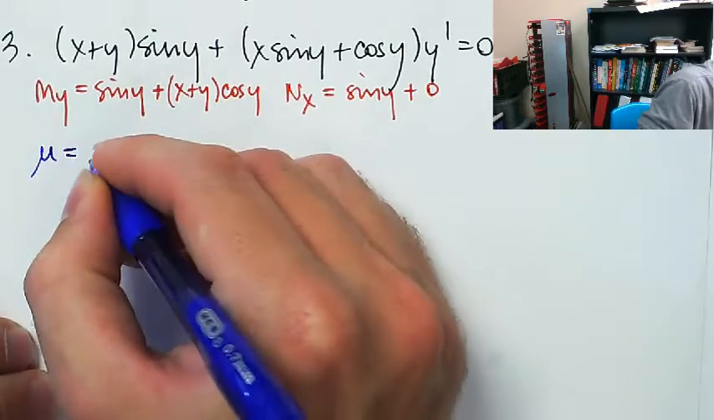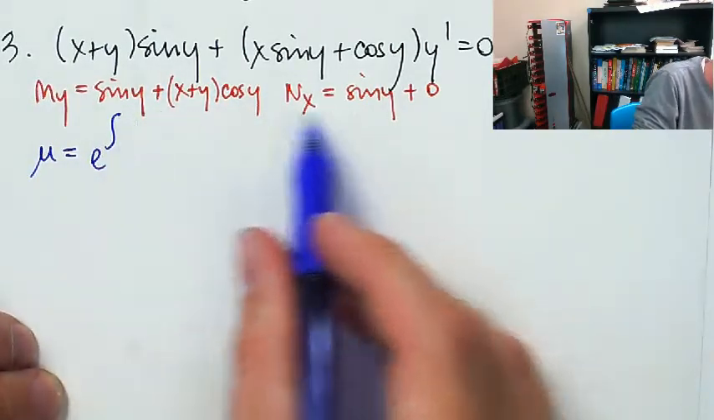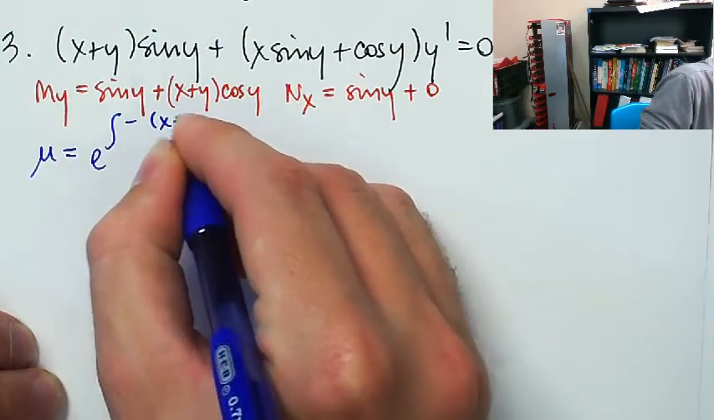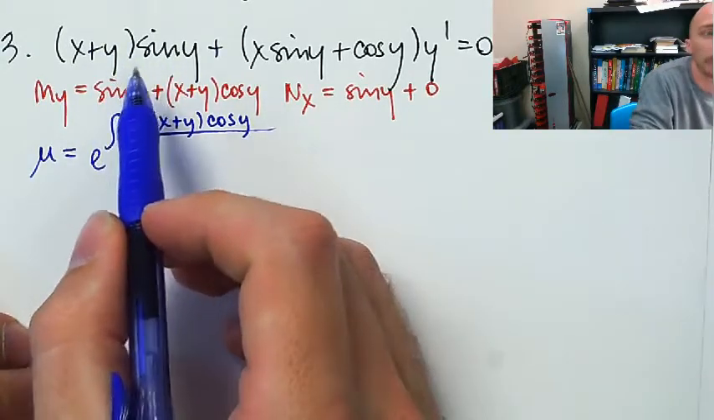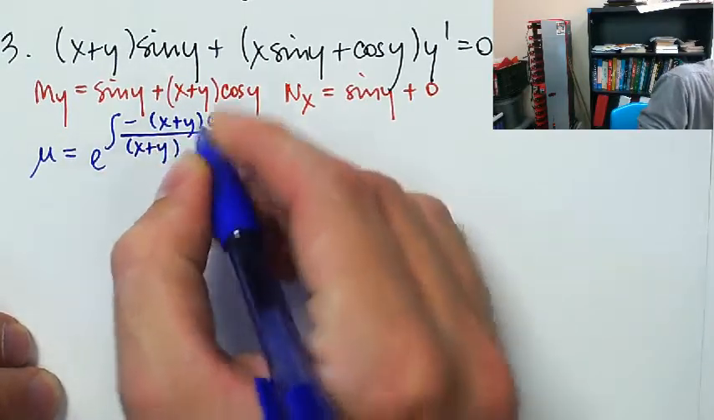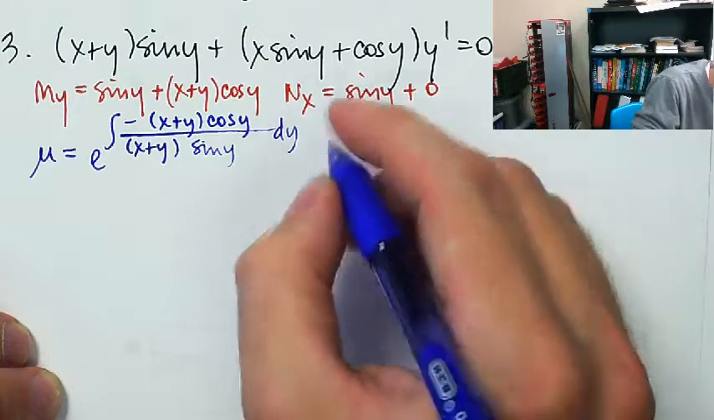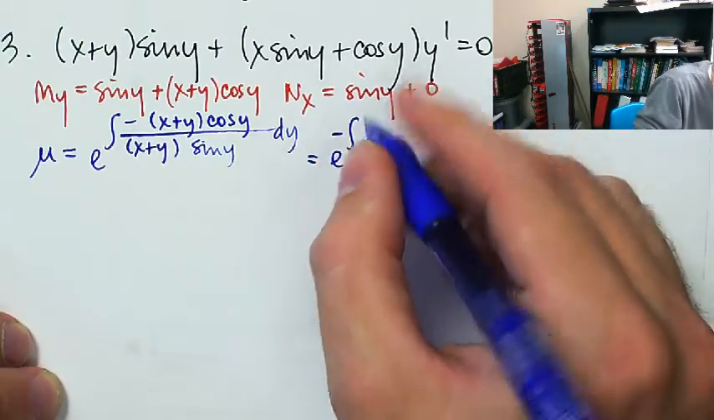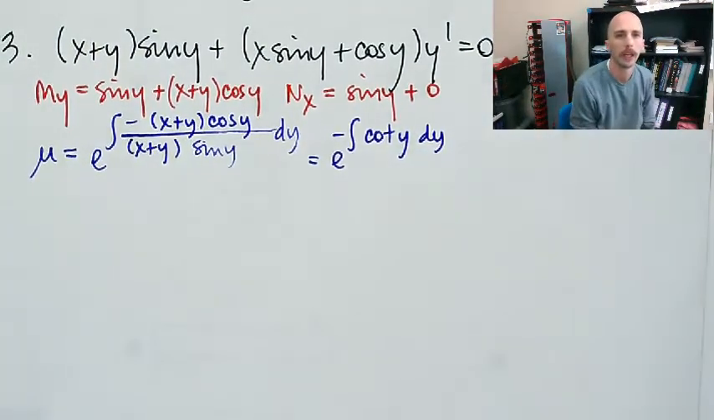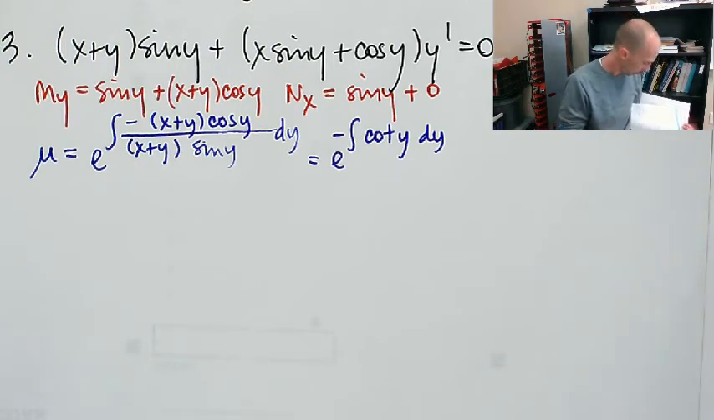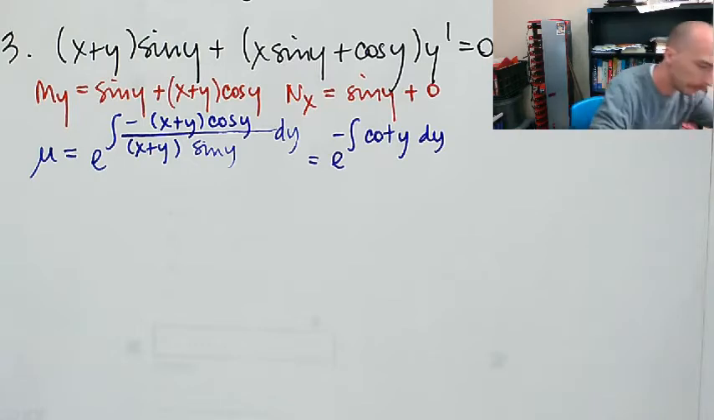Okay, so my integrating factor is going to be e to the antiderivative of Nx minus My, which would be the negative of x plus y times cosine y, divided by M, okay, so that would be x plus y sine y. And we're going to anti-differentiate that with respect to y. So this is e to the negative antiderivative of cotangent y with respect to y. Man, is it going to be log sine? Negative log sine? I don't know. Let's see. About the textbook, go to the table of integrals, look up cotangent. Little concerned, it's log of sine. Okay, so this will be negative log of sine.